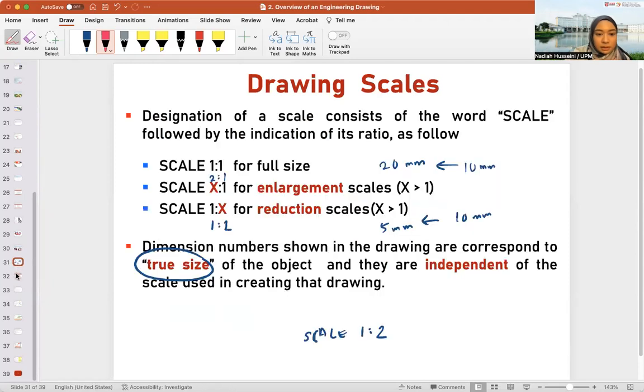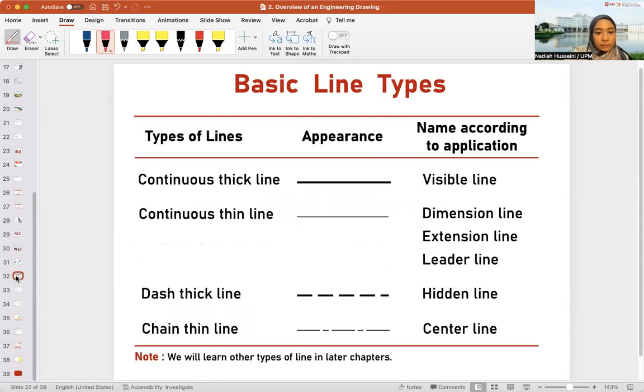Okay, kat sini. Scale. Okay, so I'm going to introduce to you guys different types of lines. So here we have continuous thick line. This is the line used to draw our objects on AutoCAD. Continuous thick line is used to draw our object. Continuous thin line is used for dimension, for extension, for leader line. Kita akan belajar what these lines mean.